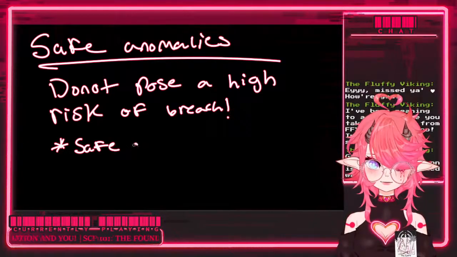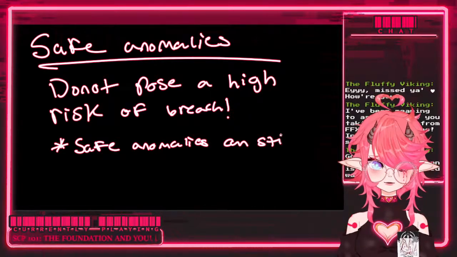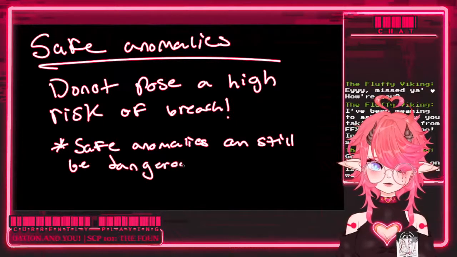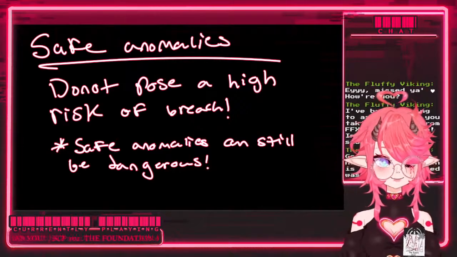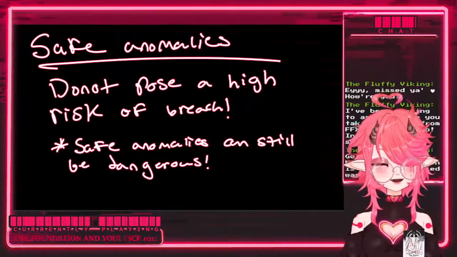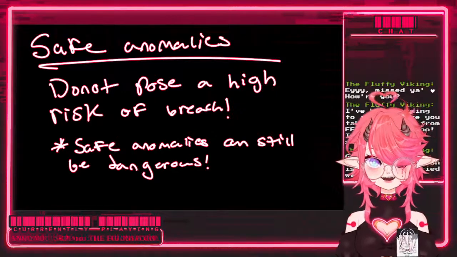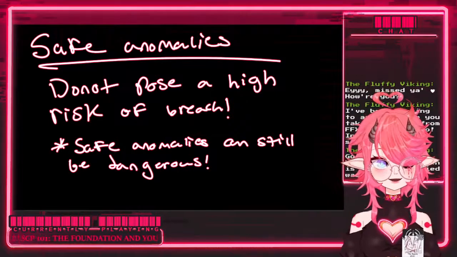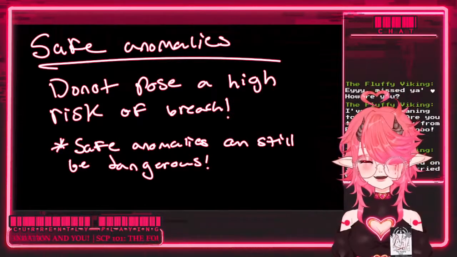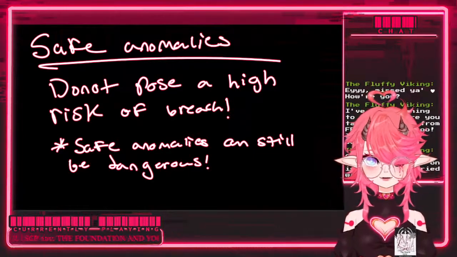Safe anomalies can still be dangerous. Just because an entity or anomaly itself is rather safe and contained, and it doesn't risk a huge breach, doesn't mean that it isn't a huge safety risk getting a hold of it. So say, like, I'm trying to think of one off the top of my head. Let's just look up some safe class SCPs real quick, just for an example.